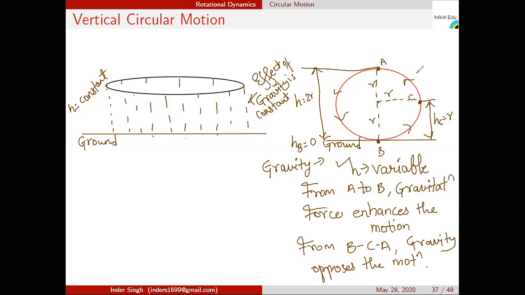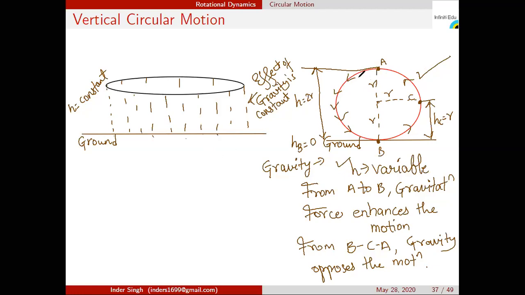We are going to learn about vertical circular motion because in this case there will be changes due to gravity, and changes due to the velocity factor. If height is variable, then potential energy will change, and due to gravity, the velocity will change. That will result in a change in kinetic energy. But the total energy will remain constant. It will obey the law of conservation of energy, which says that total energy is constant.